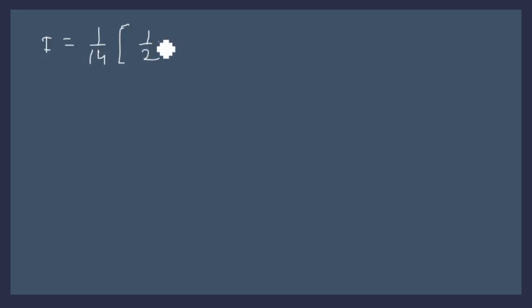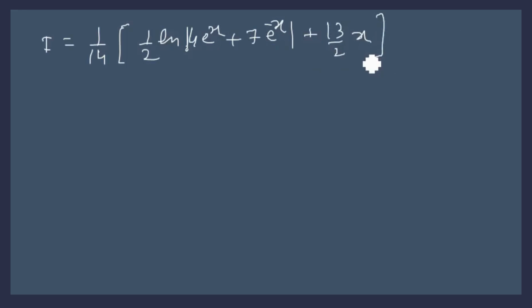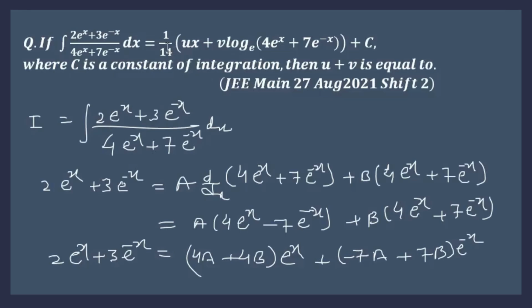So we can write this as I equals 1/14 times [1/2 log of (4e to the power x plus 7e to the power minus x) plus 13/2 x] plus c. Compare this result with the question given here: 1/14 in bracket (u x plus v log base e of (4e to the power x plus 7e to the power minus x)) plus c. So we need to find just u and v.